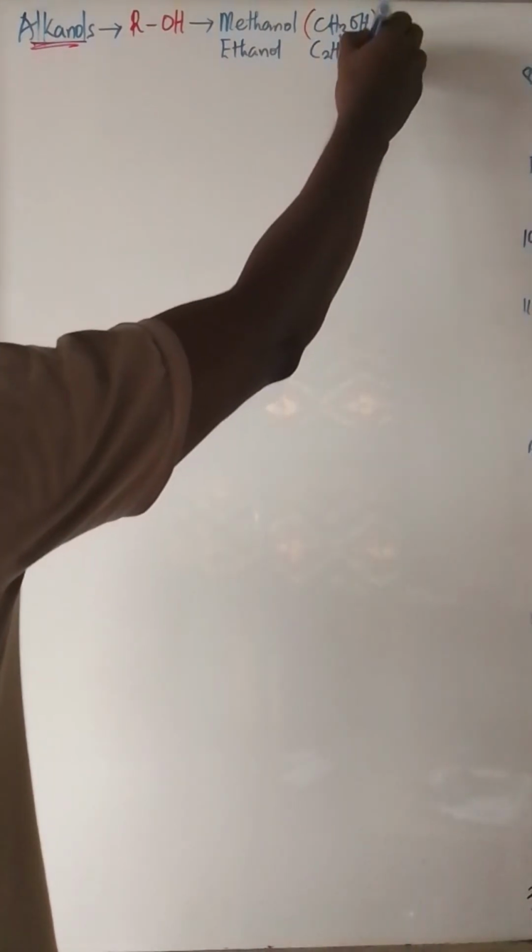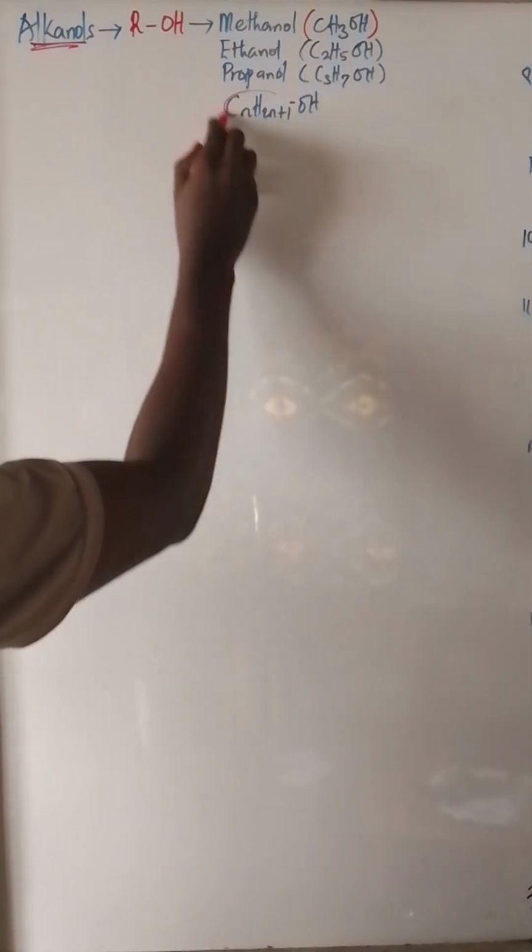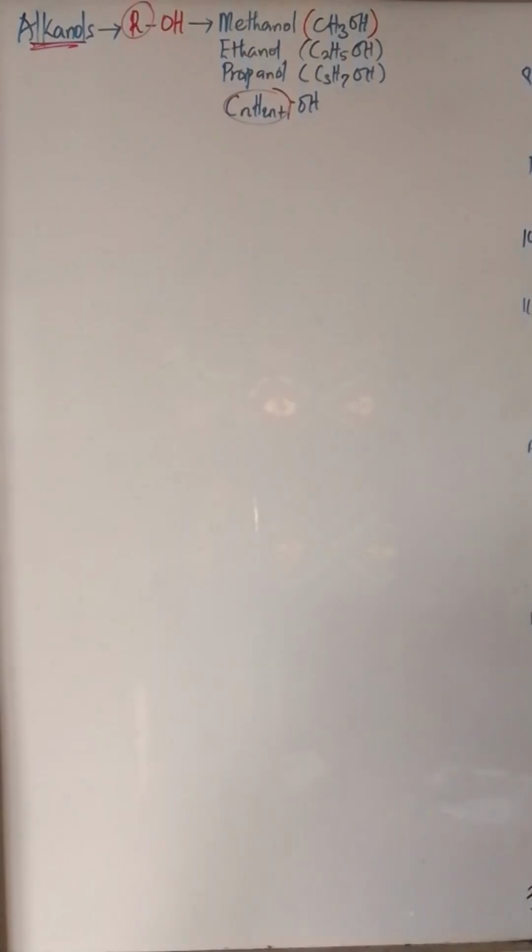The next member with two carbons is ethanol. For ethanol, the alkyl group is what? Ethyl, which is C2H5OH. And you can guess the next one should be propanol. So for monohydric alkanol, we can generalize, and all of this represents the alkyl group.